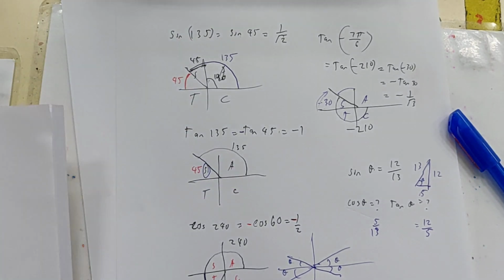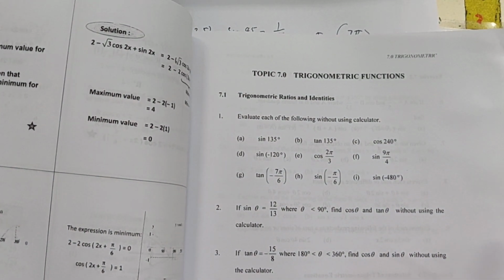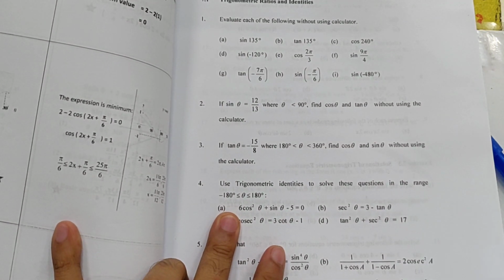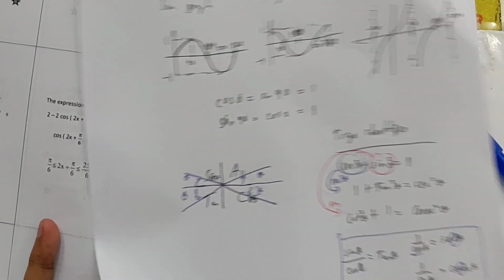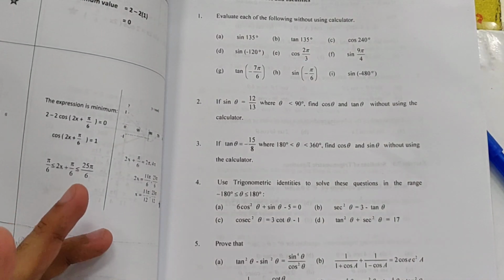Alright, that's all. So try and finish them, 1 until 4. For number 4, you need to use the identity. You need to use this one. Okay? Good luck. All the best.